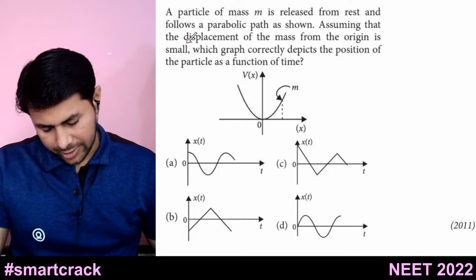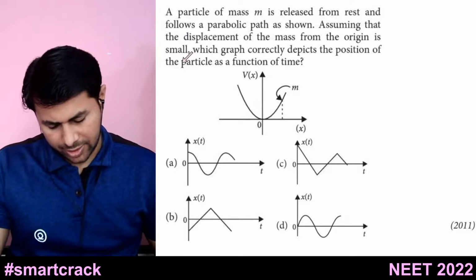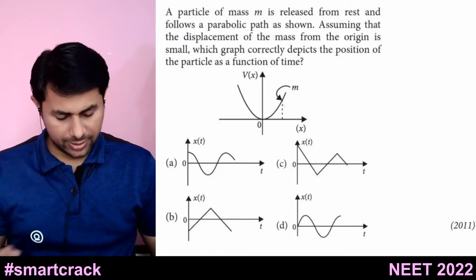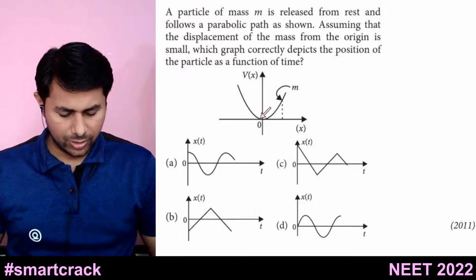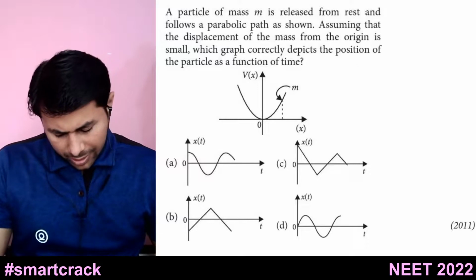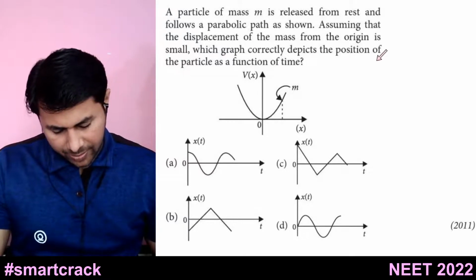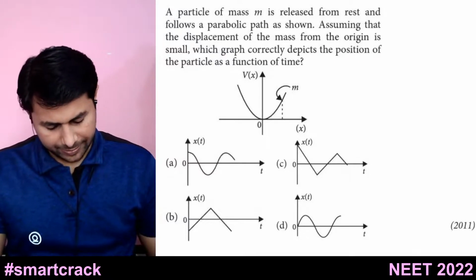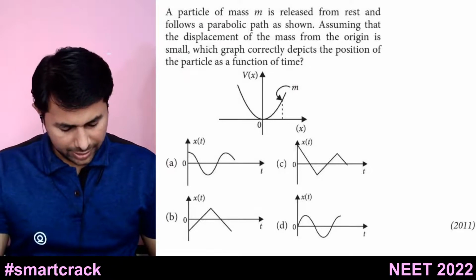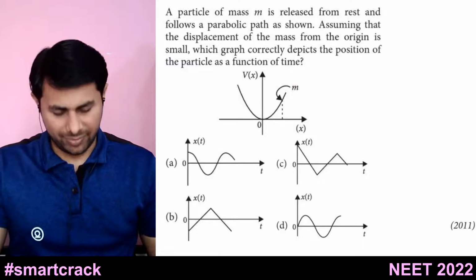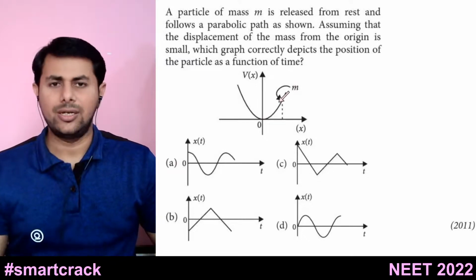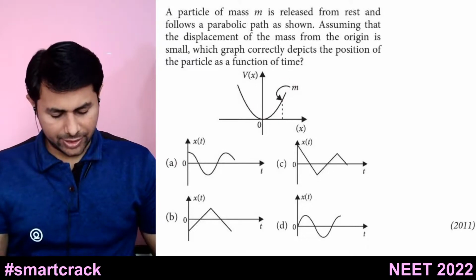Assuming that the displacement of mass from the origin is small, that means it performs oscillation, to and fro like this. Which graph correctly depicts the position of the particle as a function of time? So the answer is simple. It must be option A, because unless you displace it, it won't perform oscillations.